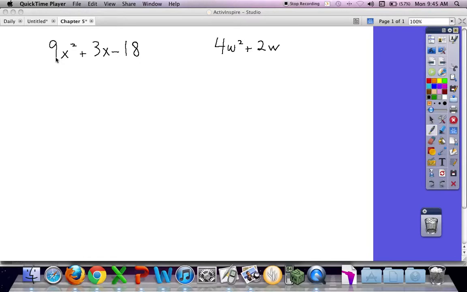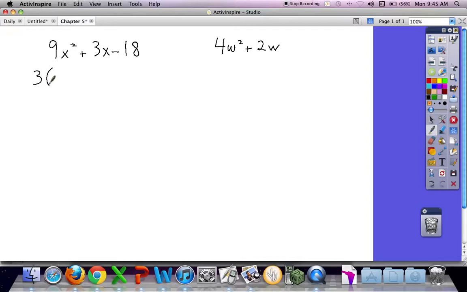Right? 9, what are the factors of 9? 3 times 3, 1 times 9. What are the factors of 3? Only 1 and 3. And the factors of 18 could be 1 times 18, 2 times 9, 3 times 6. So what is the common factor for all three of these? And the only common factor, besides 1, which really doesn't count, was 3. So I'm going to say 3, put the 3 outside parentheses.